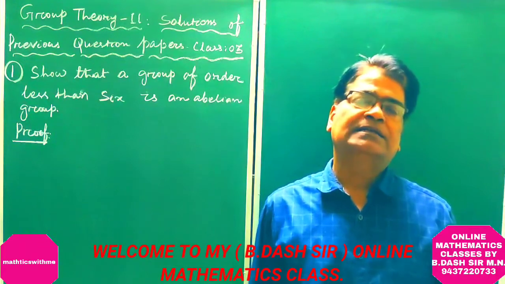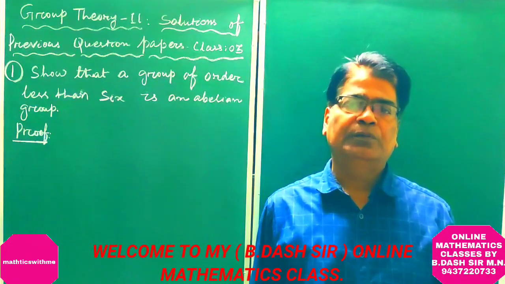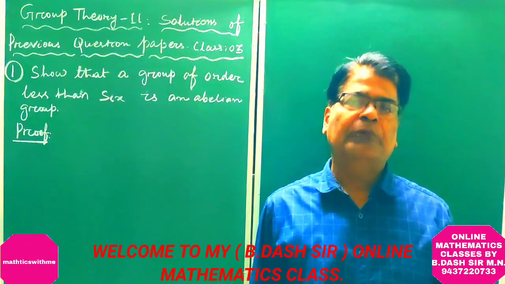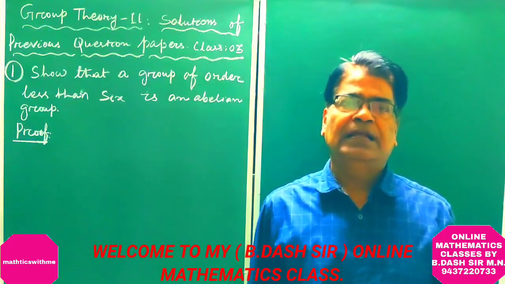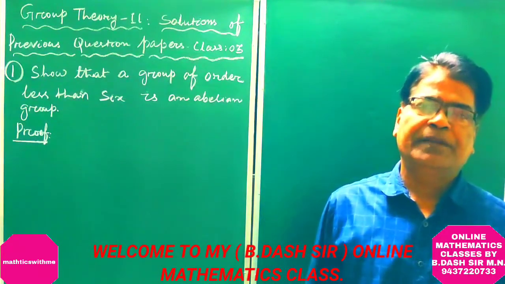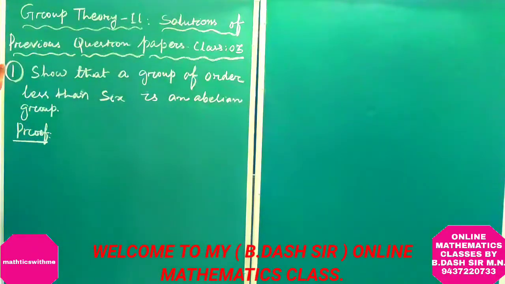In this class, I'm going to solve some problems on group theory, particularly from previous question papers. Let us start the topic. Our first question is, show that a group of order less than 6 is an abelian group.